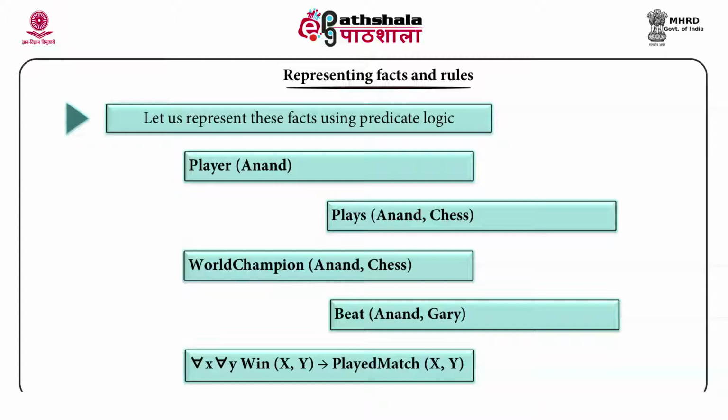And the other one, world champion Anand chess, can be represented in a little better way, but this is a very crude but very simple way of representation. Beat Anand Gary. And the last one, for all x, for all y, win x y implies played match x y. Again, played match is a single short predicate and a simplified predicate.